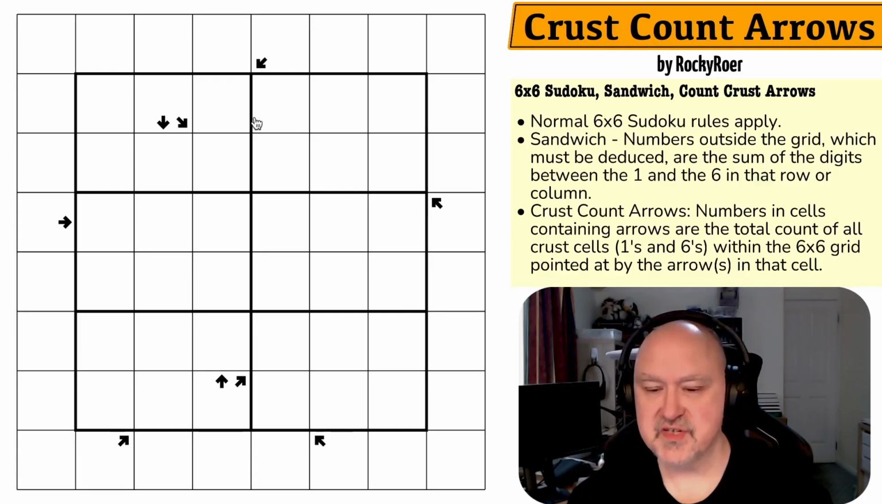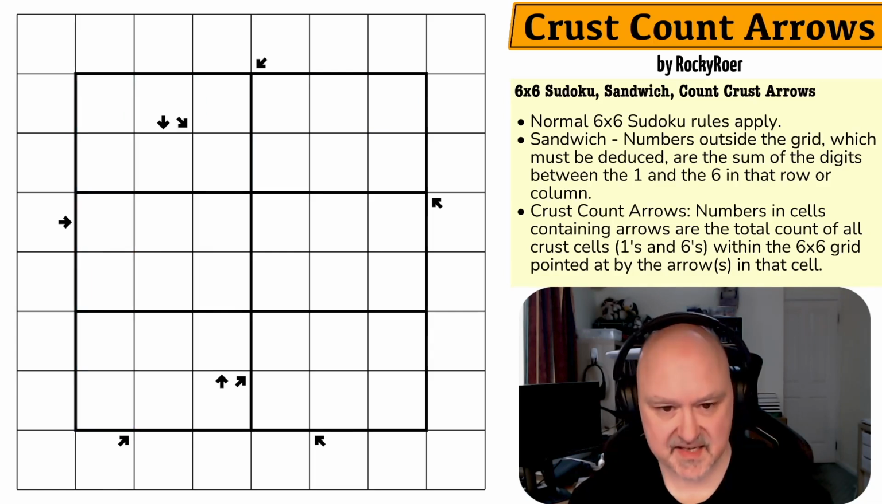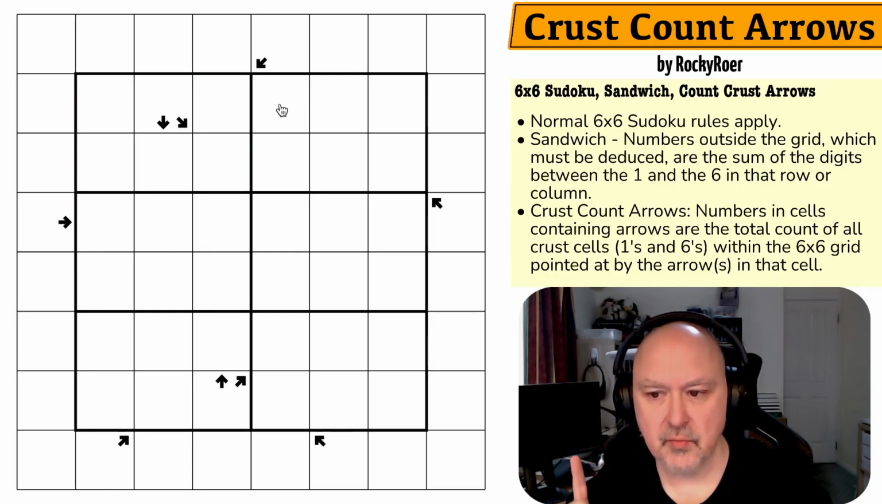Anyway, normal Sudoku rules apply. They're normal 6x6 Sudoku rules. So into every 2x3 region, row, and column, the digits 1 to 6 must be placed without repetition. We have sandwich. So numbers outside the grid which must be deduced are the sum of the digits between the 1 and the 6 in that row or column.